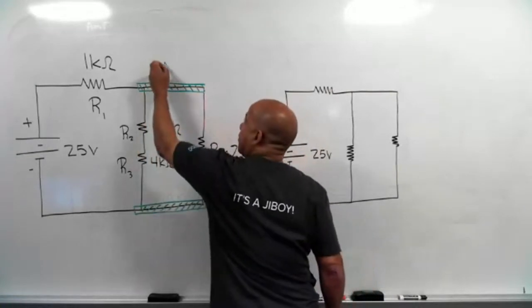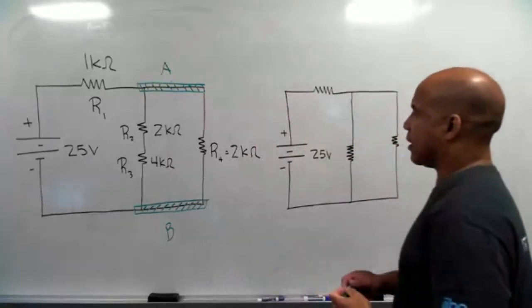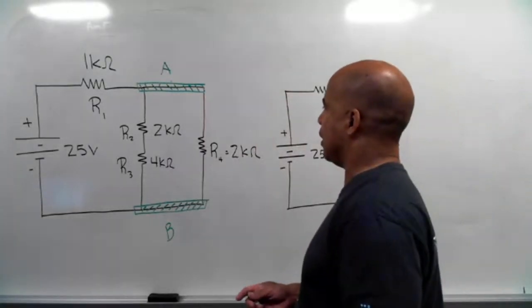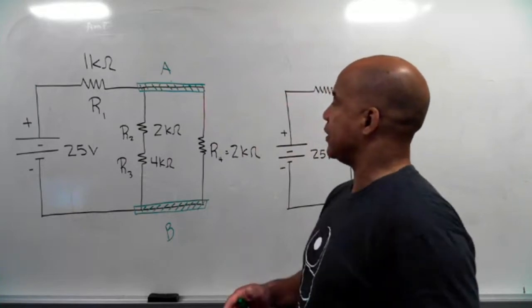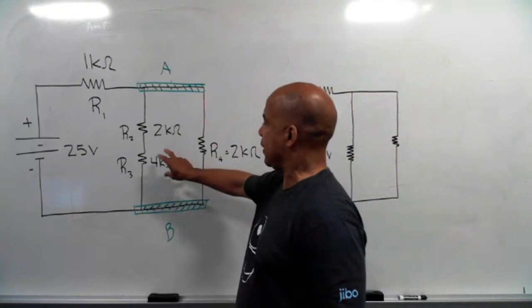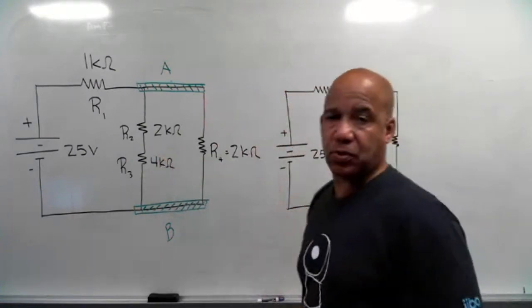We'll name them A and B. And then I want to start combining resistors. And what I want to ultimately end up with is a series circuit. Now, in the previous couple examples, we were able to go from the original circuit right to the series circuit. I'm going to do this one in a couple steps.